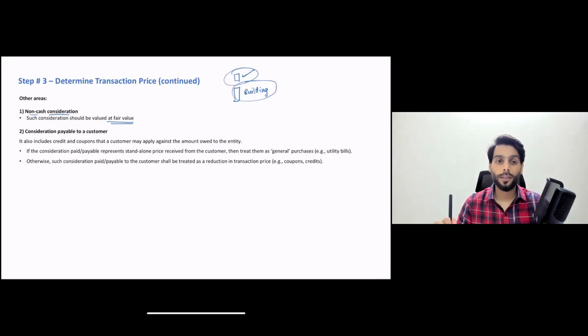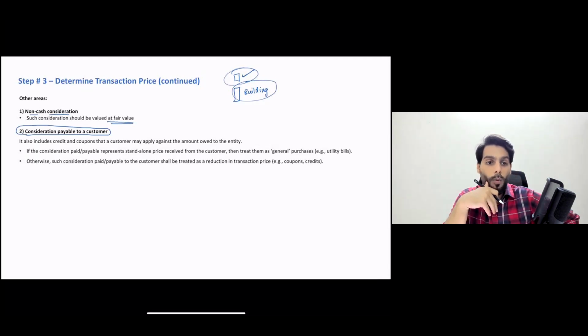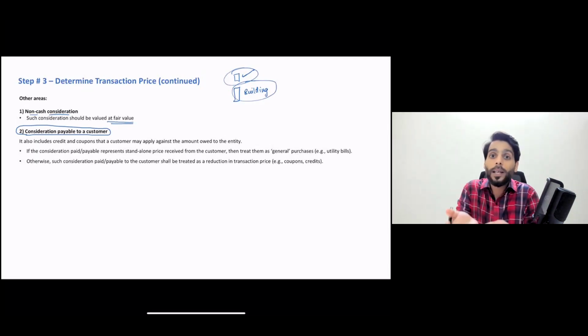One more area that we need to discuss as other areas of IFRS 15 within step number 3 is if some consideration is payable to a customer. Oh, whoa! Sir, we don't understand this. Sir, routinely, a customer is someone who pays us. What if we have to pay to the customer? Sir, what is this scenario?